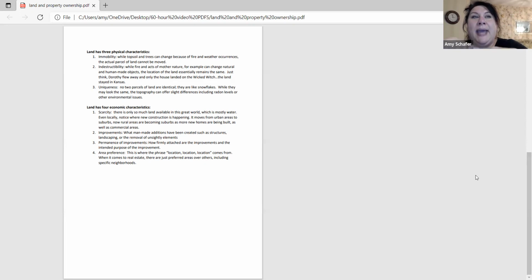What type of human-made permanently attached structures are put on that property? Or what unsightly elements have been removed, such as dead trees or overgrown shrubbery? How permanent is the improvement? How firmly are they attached? Is it meant to be there temporary or permanent for 100 years or more? And number four is the one you're probably most familiar with. This is area preference. This is all known as location, location, location.